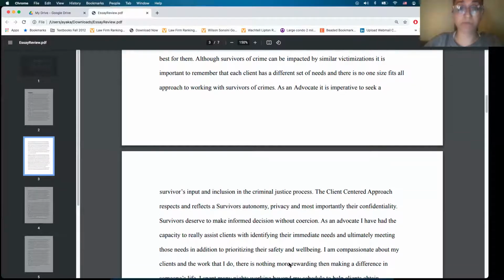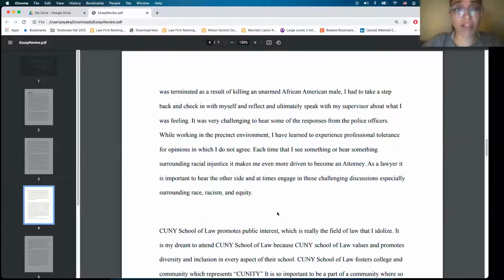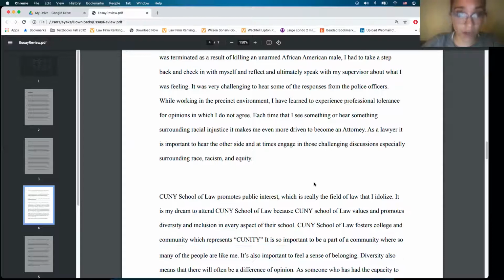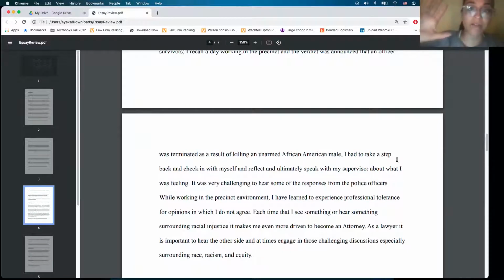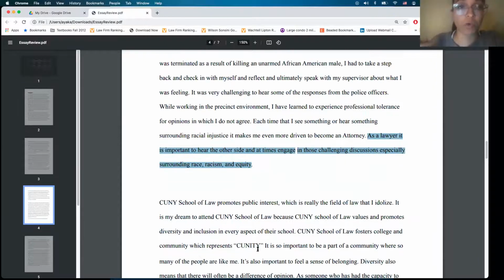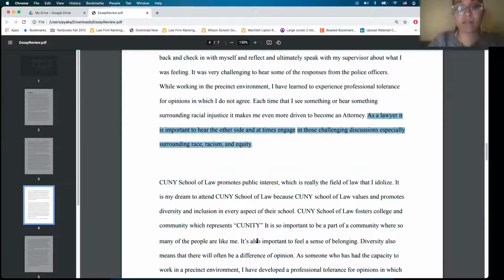That's on the third page. At the top of the third page, at the end of that paragraph, there are things like, as a lawyer, it is important to hear the other side. The admissions committee knows what makes a good lawyer. You don't have to make a case for what a good lawyer should be at all. If you talk about yourself, the admissions officer will infer qualities about you that show you could learn how to be a lawyer. You don't have to be a lawyer yet. You have to be able to learn how to be a lawyer.